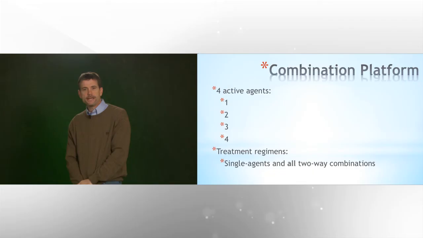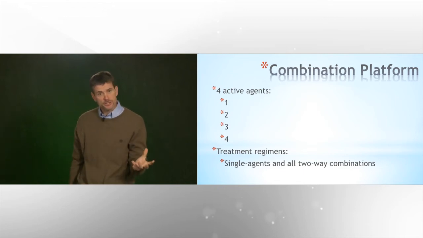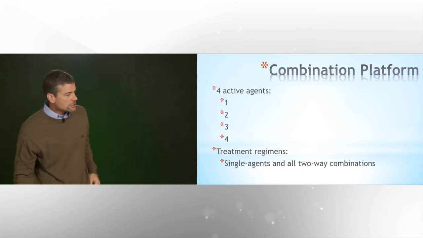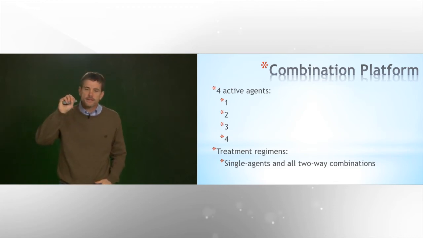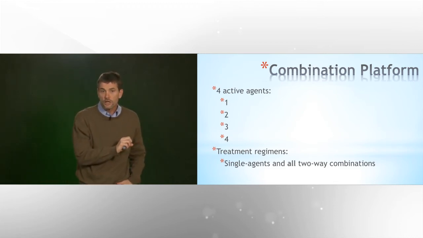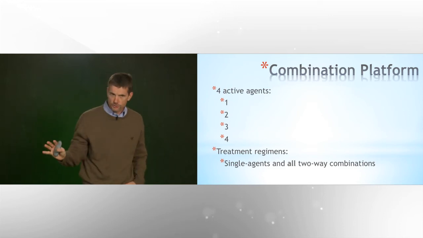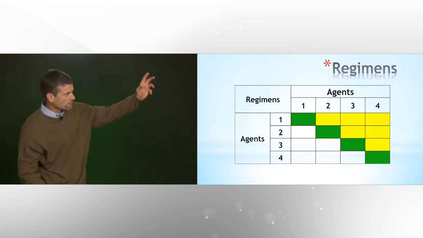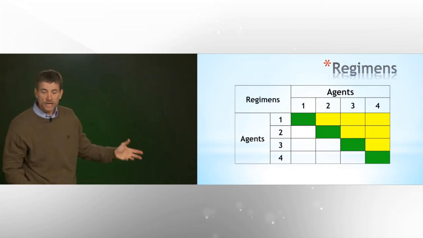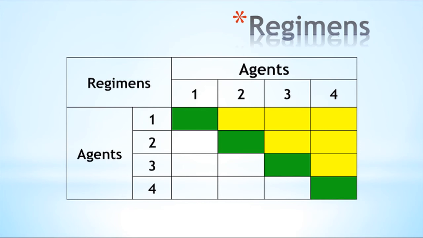One more combination platform I'll show you, and show you some of the statistical efficiencies of this. Suppose we have 4 agents and we also want to investigate the combinations of these 4. Put them together in 2-way combinations, no bigger than 2-way combinations. So we've got 10 regimens. You can see here we've got 4 single agent regimens and 6 combination regimens for 10 total.